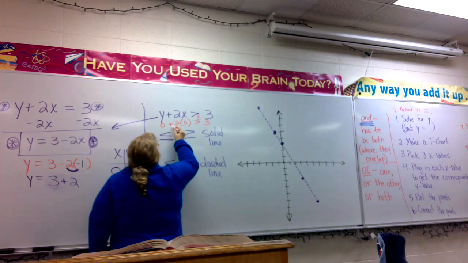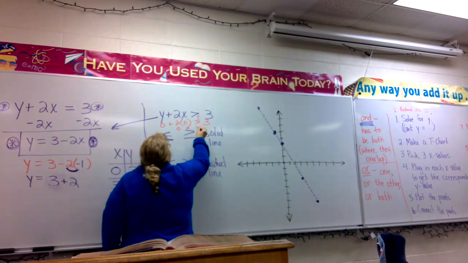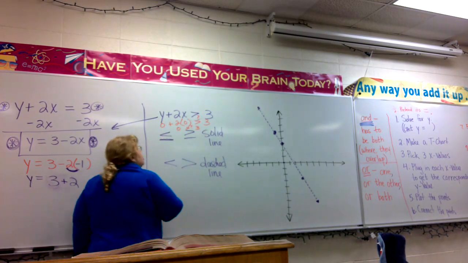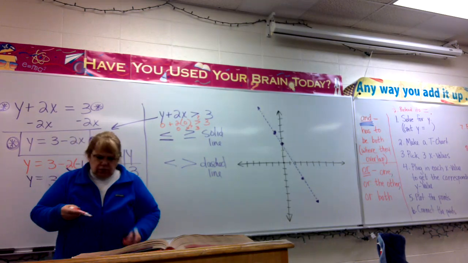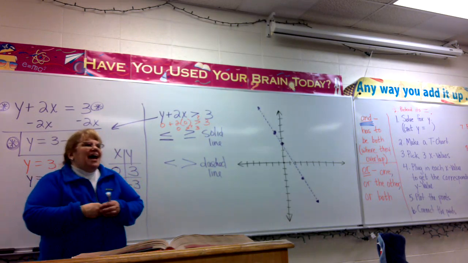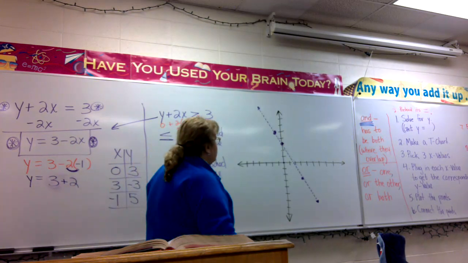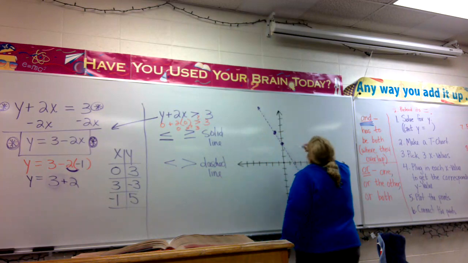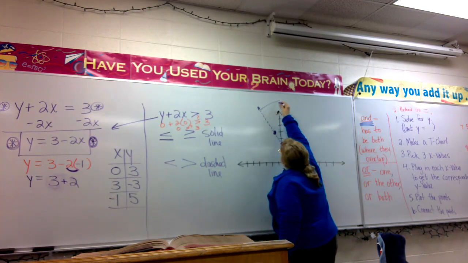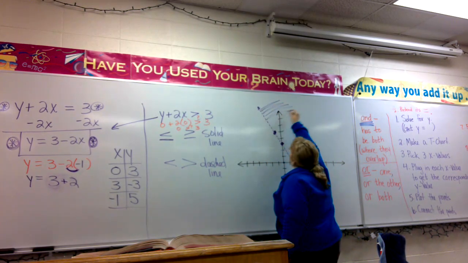Well, it's 0 plus 0, which is 0. Is 0 greater than 3? No. That tells me that point is not part of my solution. So if that point doesn't work, we're going to shade the opposite side.